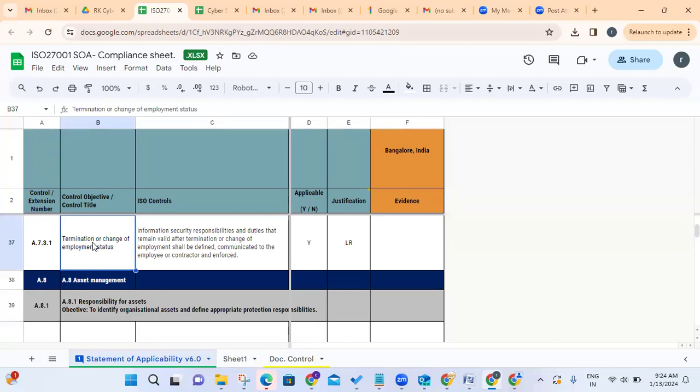The last one is termination or change of employment status. Once an employee is resigning from the organization, removing the access to all these assets, applications, databases or servers from the team, and also what termination policies will apply, and the experience letter and everything. So all those, what is the backend mechanism and evidence of that. So this is the HR side.